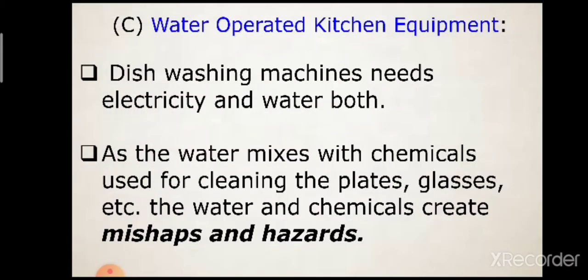For water operated kitchen equipment, dishwashing machines need electricity and water. As the water mixes with chemicals used for cleaning the plates, glasses, and the like, the water and chemicals create mishaps and hazards.